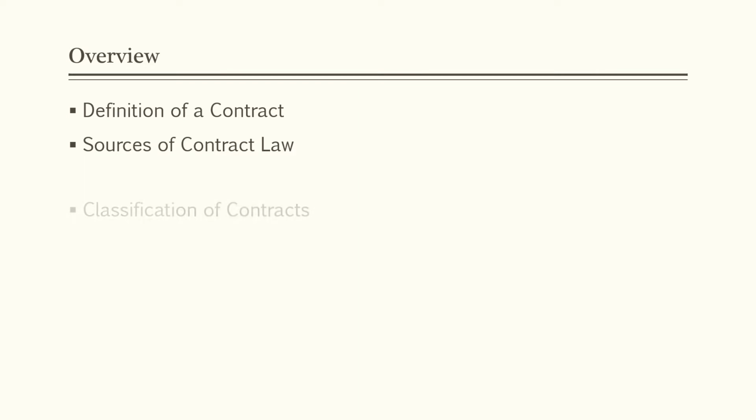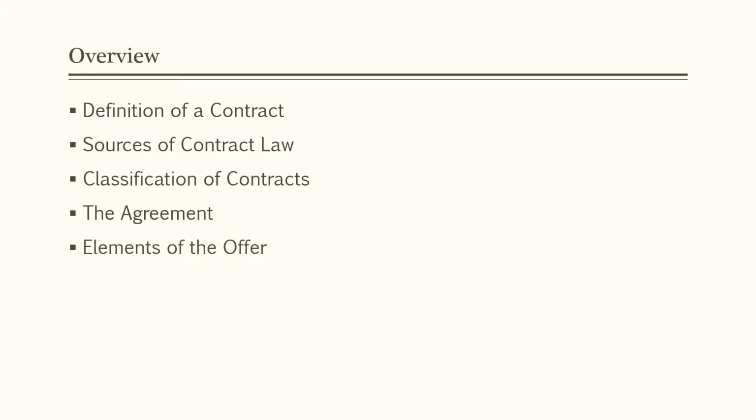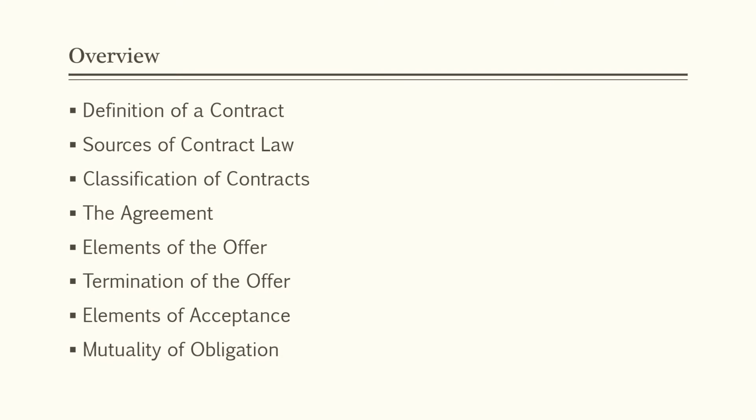So, what is the lesson about this week in Chapter 9? We're going to start with the definition of a contract, since this is Introduction to Contracts. Then we'll talk about the sources of contract law, the classifications of contracts, the agreement, elements of the offer, termination of the offer, elements of acceptance, and mutuality of obligation. This is not the entire elements of all the contracts that we're going to be looking at. This is just the first block.